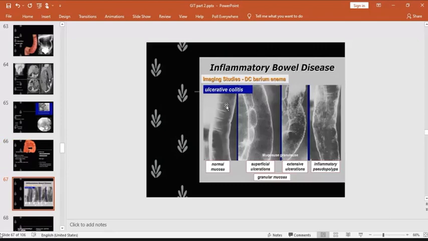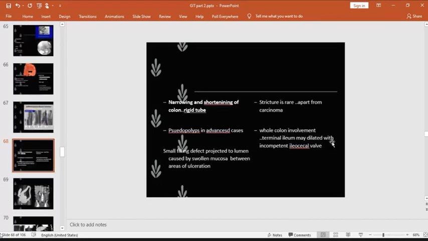This is a normal mucosa of the bowel. If you look at this superficial ulceration of the whole segment, there is also more prominent ulceration of the bowel. This is associated with ulceration and, later on, inflammatory pseudopolyps.